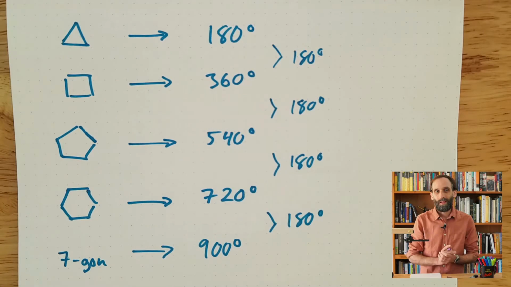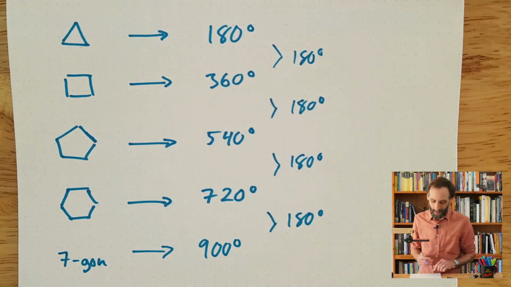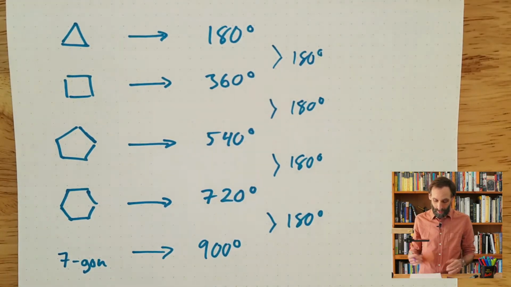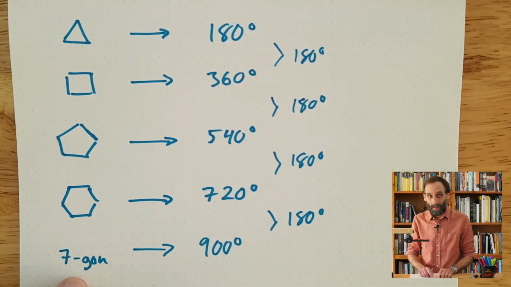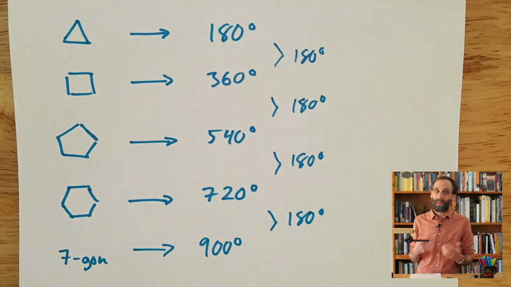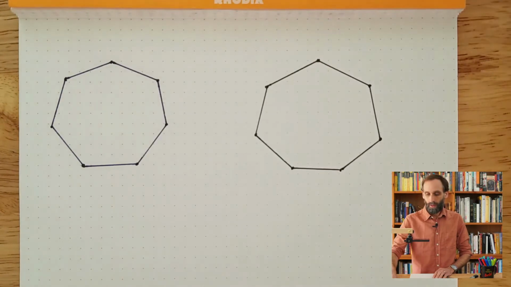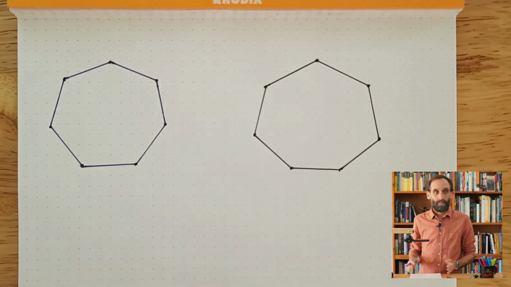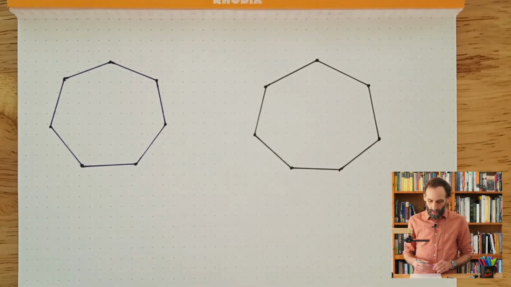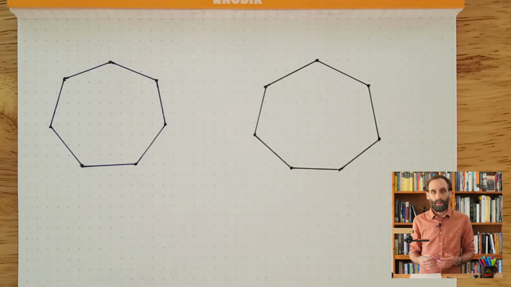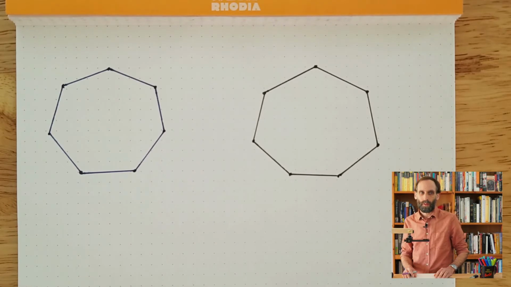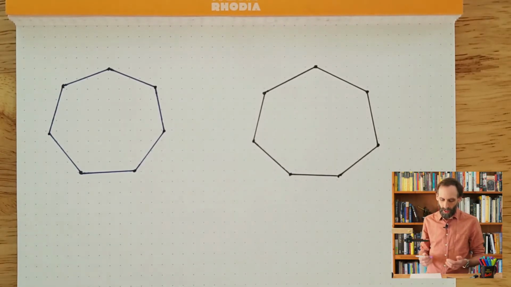Okay, so now let's try and find a formula and see if it corresponds with this pattern. See if it indicates that the angle sum of a sevengon, a heptagon, is in fact 900 degrees. So I've drawn here two heptagons, two sevengons, and I'll show you the two methods that I typically see students come up with when they face this challenge.